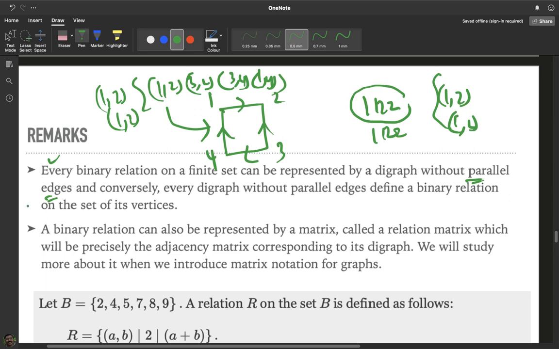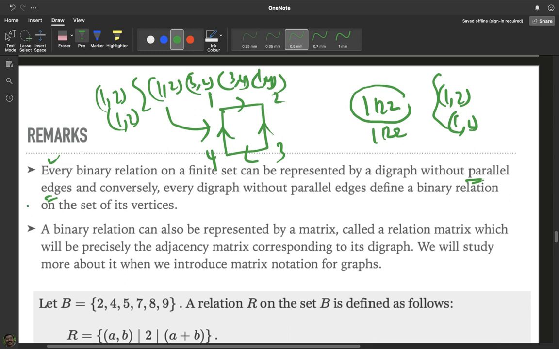Okay, you can also represent relations using matrices. That will be called a relation matrix, and we will study matrix representation of graphs in the coming modules. When you study that, you can see that the graphical representation of a binary relation and the graphical representation of a digraph would be just the same. When we study the adjacency matrix, we will come to see that. When we study matrices, we will study more about that.